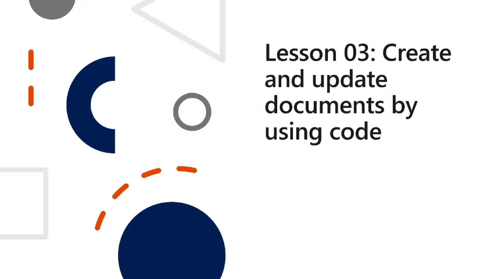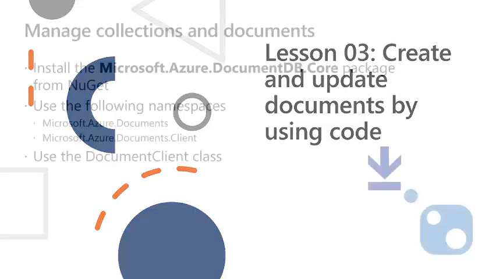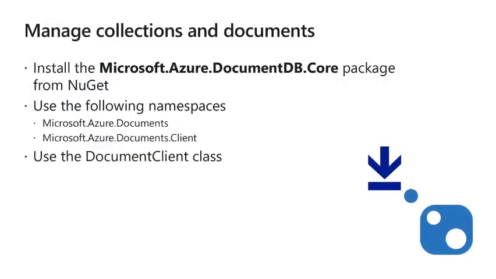This third lesson will create and update documents by using code. In this one, we will learn about how to manage collections and documents. To get started with the Azure Cosmos DB API, you will need Microsoft.Azure.DocumentDB.Core from NuGet and reference the appropriate namespaces. So you need to install this Microsoft.Azure package from NuGet, and then you can use these two namespaces, and after that you can use the DocumentClient class. You will see it in the next example.